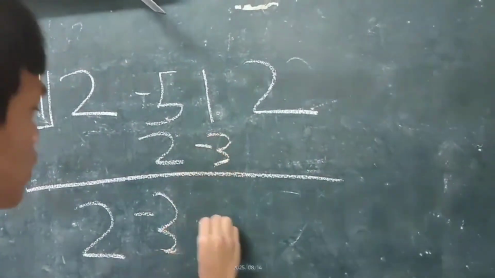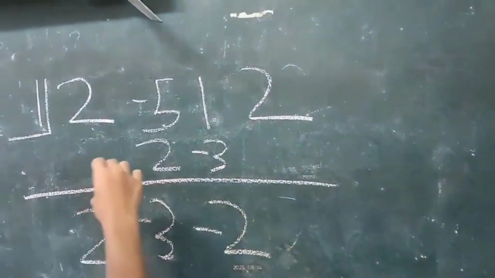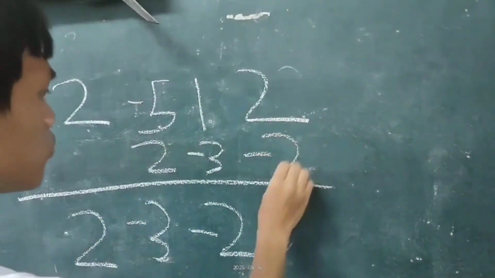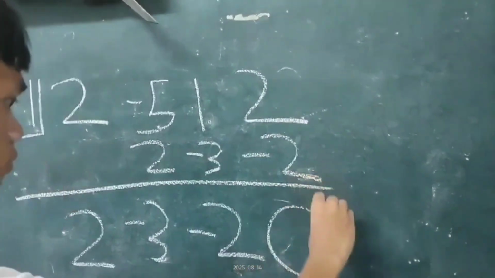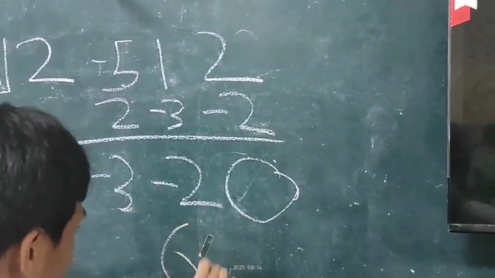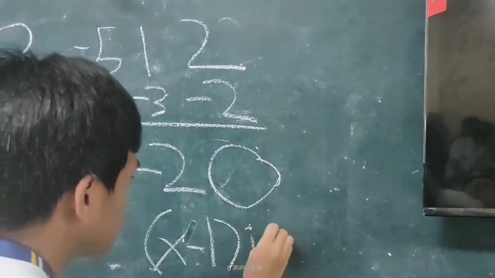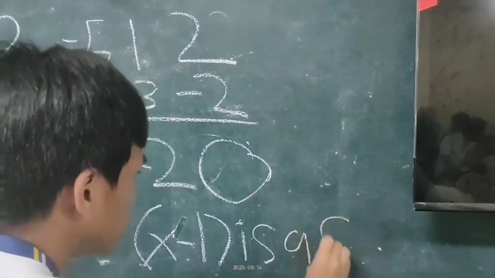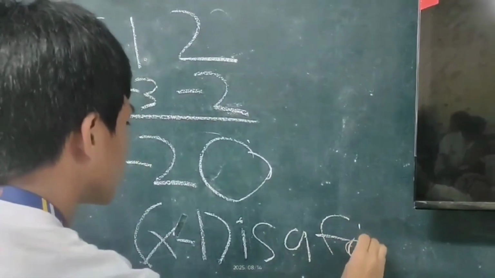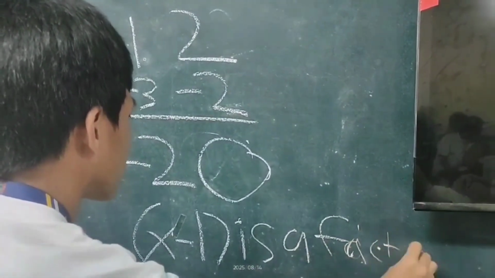Then negative 3 times 1 equals negative 3. Negative 3 and positive 1 equals negative 2. Then negative 2 times 1 equals negative 2. So negative 2 plus positive 2 equals 0. So x minus 1 is a factor.